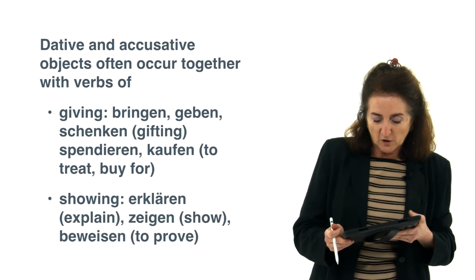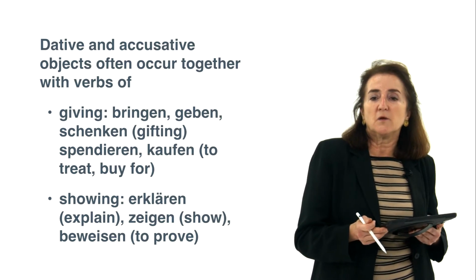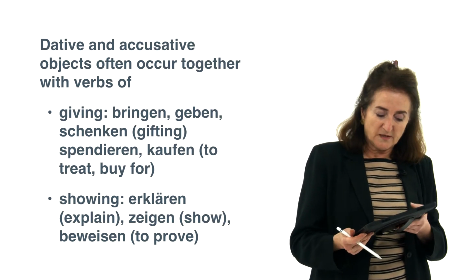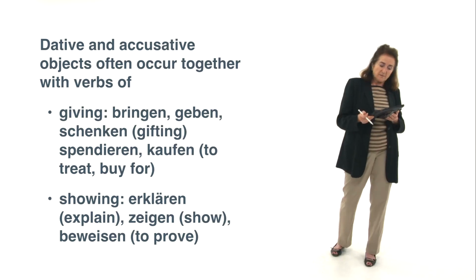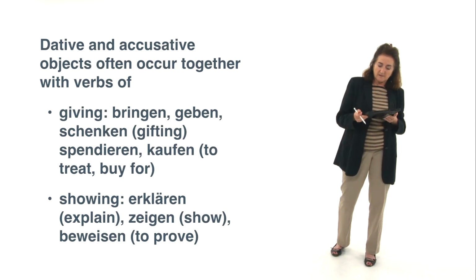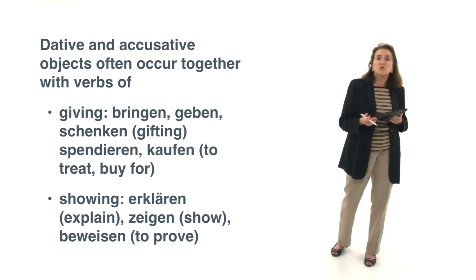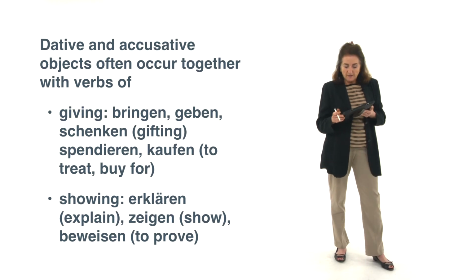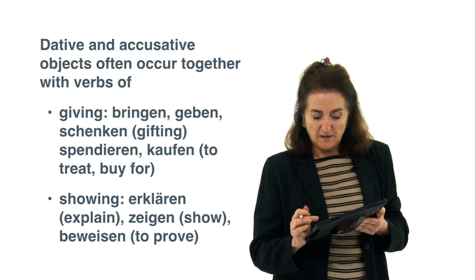Dative and accusative objects often occur together, which makes sense. You give something, you do something for someone, but what is the thing you give and do? That's accusative. So with all these verbs that are listed here, dative and accusative objects occur together. So verbs of giving, bringen, geben, schenken, spendieren, kaufen, or verbs of showing, erklären, zeigen, beweisen. And you have the English translation right here on the page.